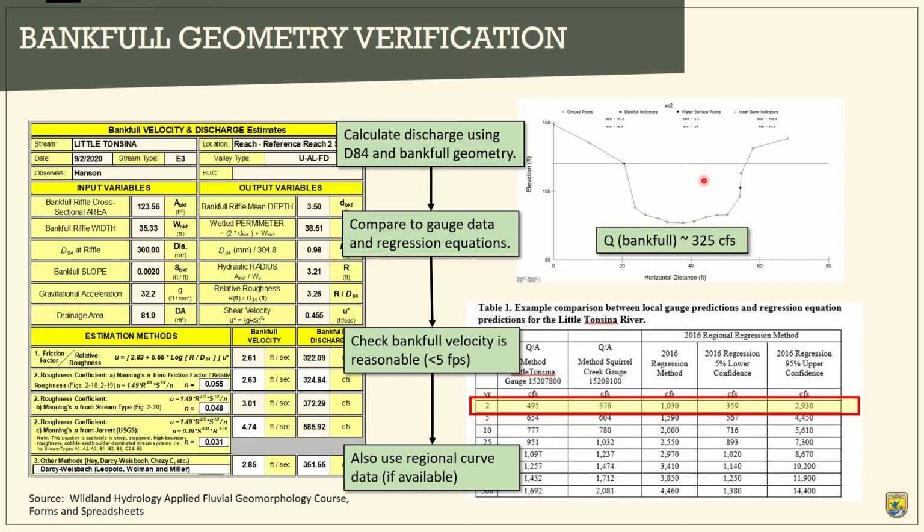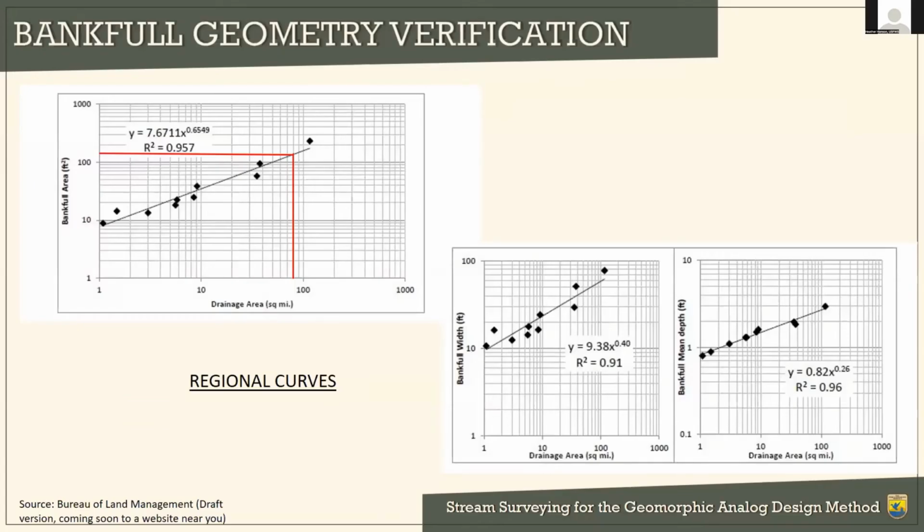We can also use regional curve data if it's available. So this is just an example of how you might do that. You would go in with your drainage area at 80 square miles in this example, and our bankfull area would be 200 square feet. I can do the same analysis on these width and mean depth curves as well. So we look forward to getting that regional curve data. I think that's going to be really helpful for verifying our bankfull geometry and even being able to review projects that maybe we haven't seen the site and have a feeling of whether the culvert width is reasonable based on these regional curves.